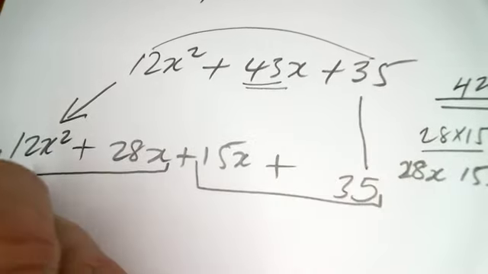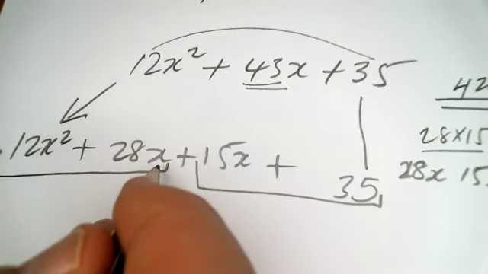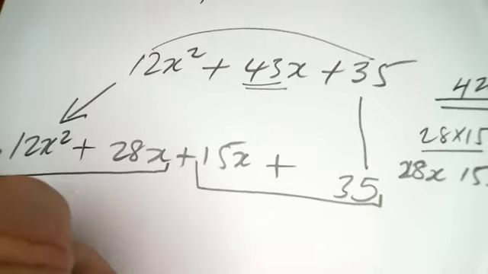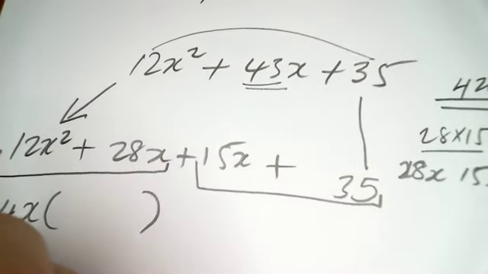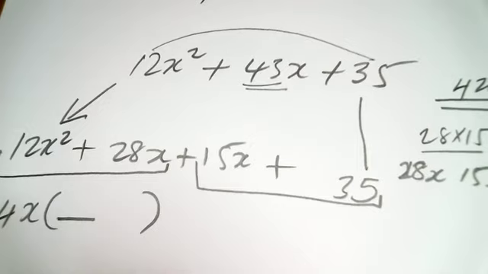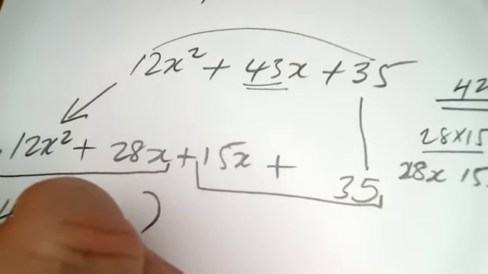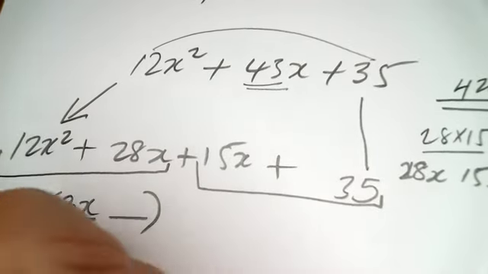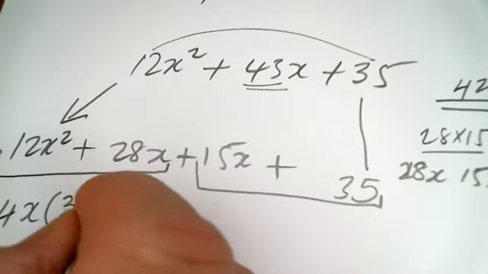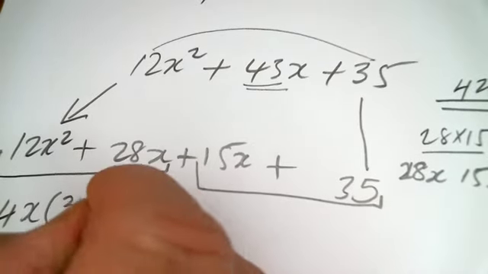Looking at this first part, what is common to 12x squared and 28x? Well, 4x is going to be common. So what times 4x makes 12x squared? That'll be 3x. And what times 4x makes 28x? That's going to be plus 7.